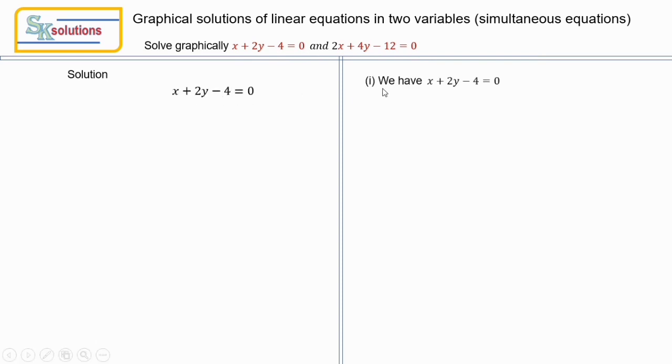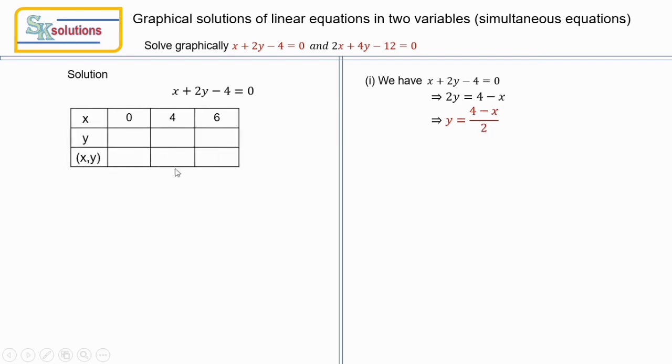By taking this equation, we have x plus 2y minus 4 equal to 0. Rewriting this equation, we have 2y is equal to 4 minus x, then y is equal to (4 minus x) divided by 2. Let's fill up this table here by taking the values of x as 0, 4 and 6. By putting x equal to 0, we get y equal to 2.